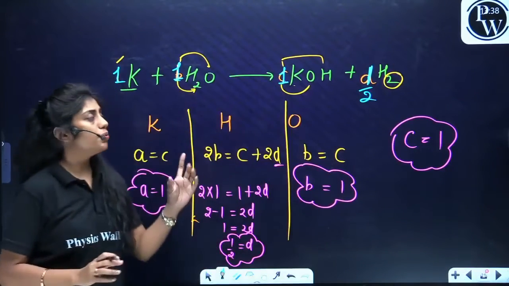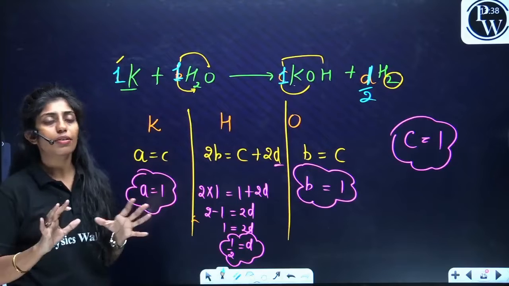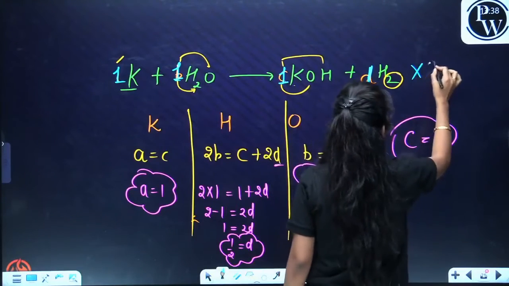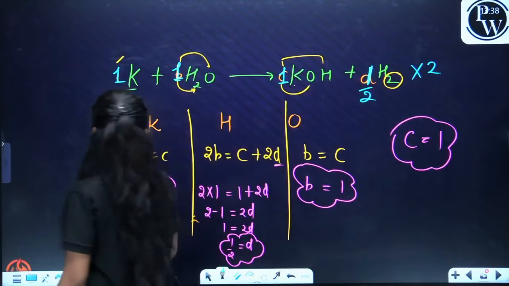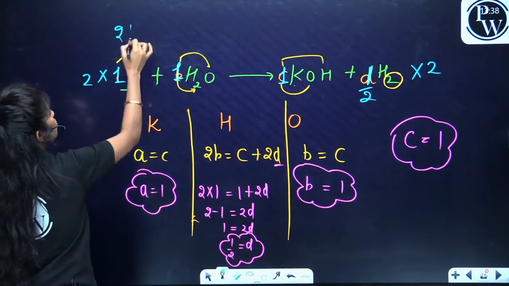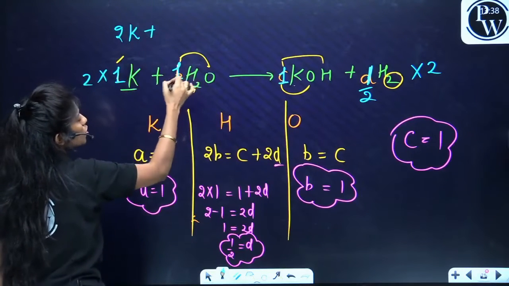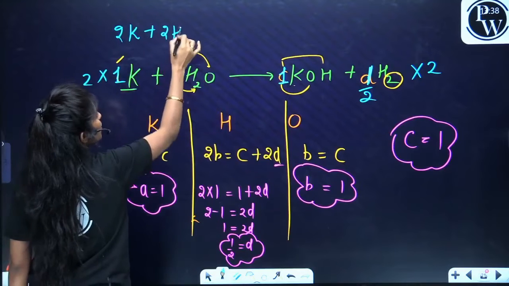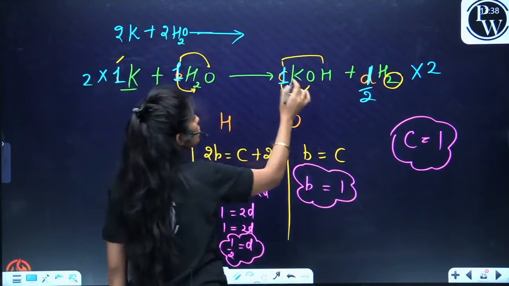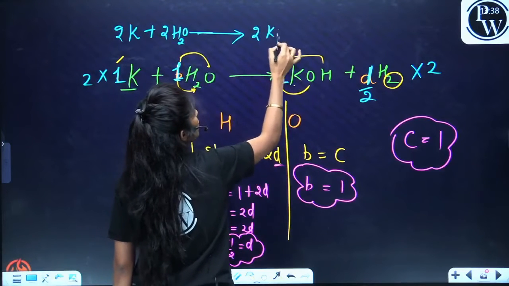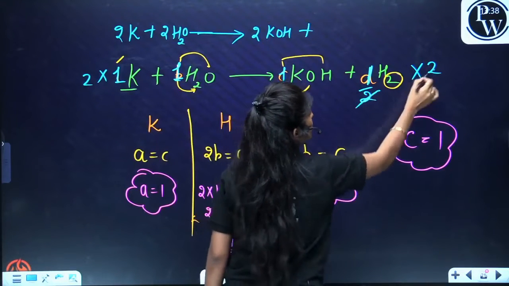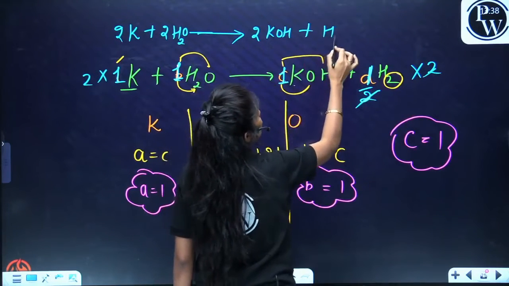So in order to do that, because the fractional things don't look good, basically I will be multiplying the whole equation by 2. So what will happen? This K will be 2 multiplied by 2, that will be 2K. This will also be multiplied by 2, so that will be 2H2O. Right? Next, it will be also multiplied by 2, 2KOH. Next, 1 by 2 multiplied by 2, this will be cancelling out and it will be H2 only.